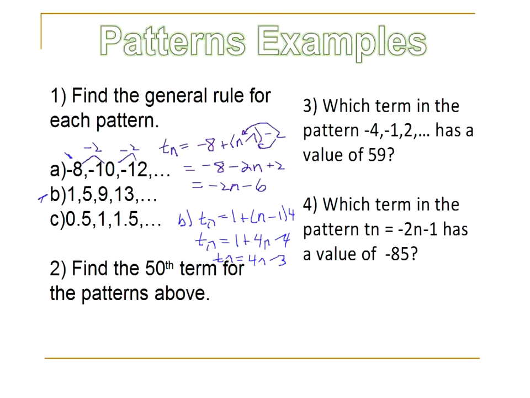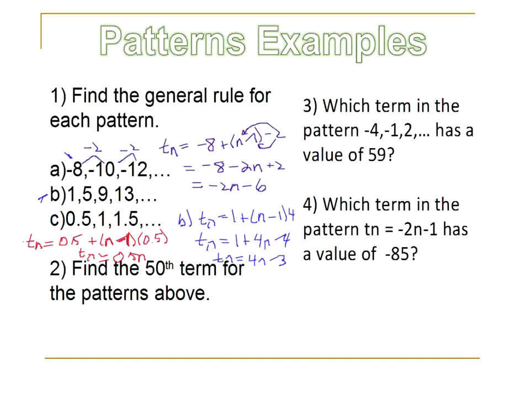In question C, I have a similar relationship here. I see the common difference is 0.5, and the first term is also 0.5. And so what happens here is I multiply this out. This is n minus 1 times 0.5, the common difference. When I multiply this out, I'm going to end up with Tn equals 0.5n.